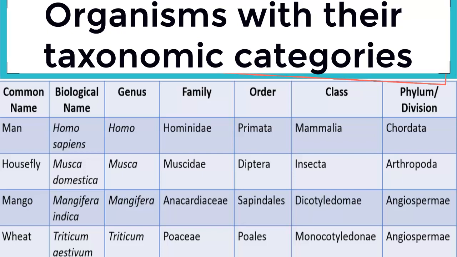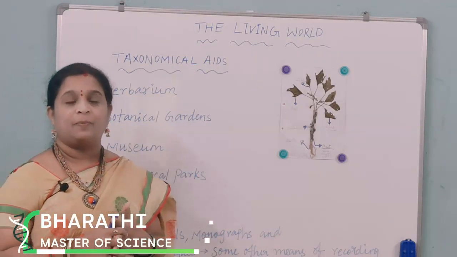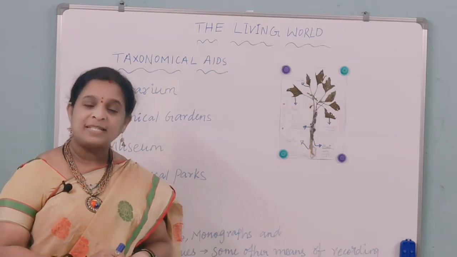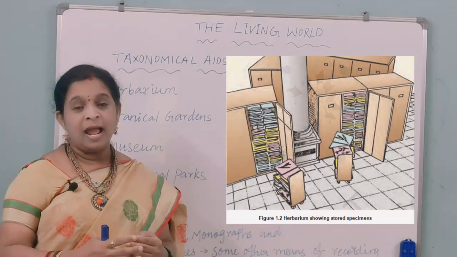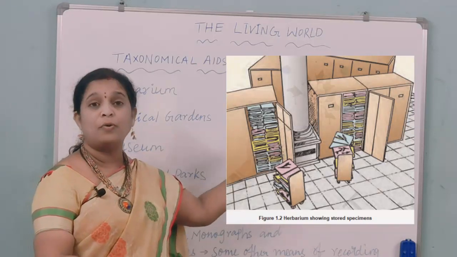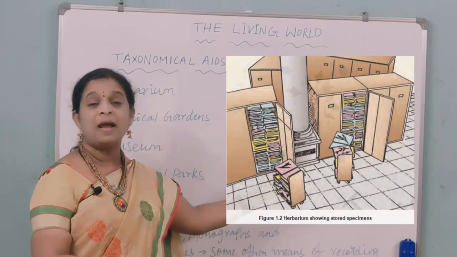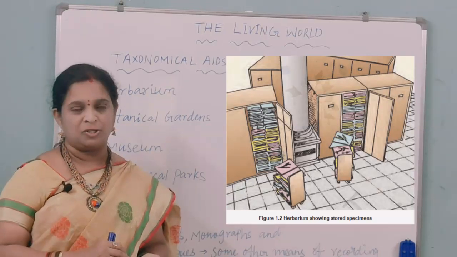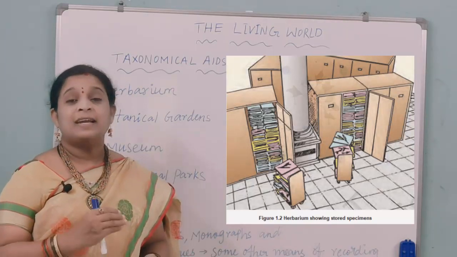Now children, let us get into the taxonomical aids. Let us get into the herbarium first. What is a herbarium? The plant specimens are dried, pressed and preserved for future use, and stored for quick referral. In these sheets, you are going to get the information about the local name and also the botanical name, and also the name of the collector, meaning who collected that particular specimen, and also the information of all the taxonomical categories.